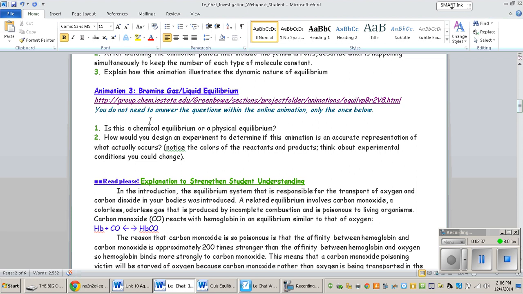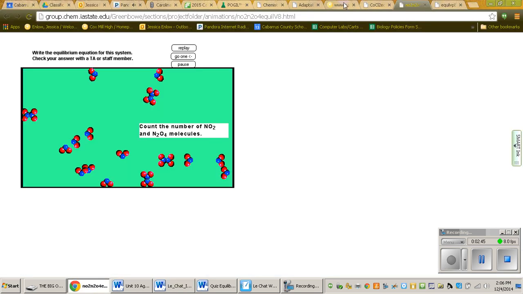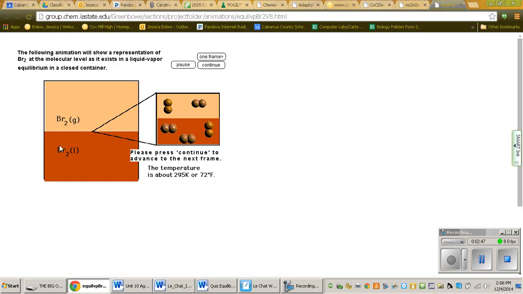Alright, lastly we have the bromine gas and liquid equilibrium animation. Look at your questions. Here's bromine liquid, here's bromine gas. Bromine gas can't exist alone because it's a physical equilibrium between liquid and vapor, the two states of matter.